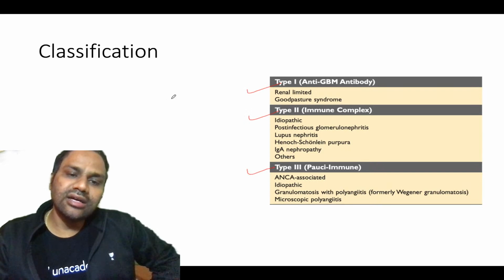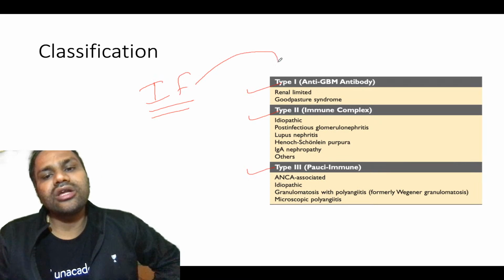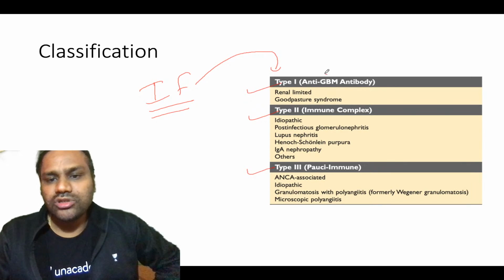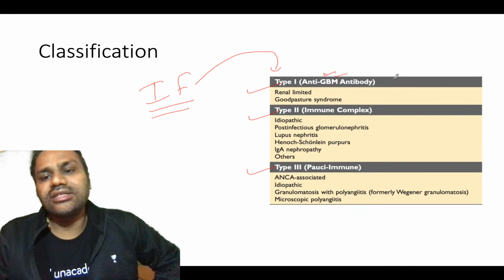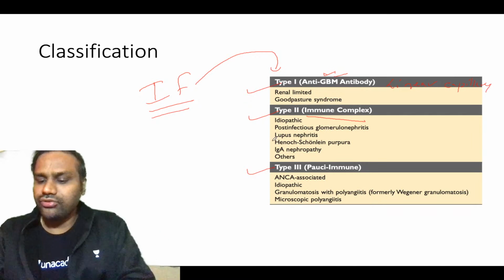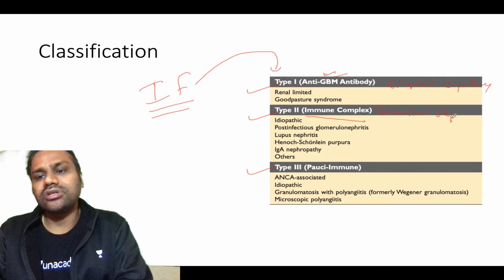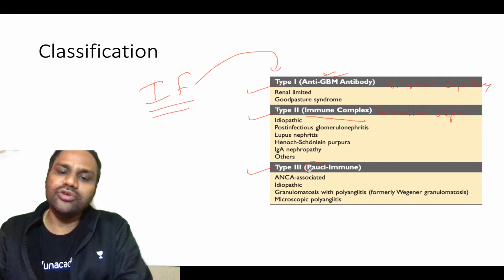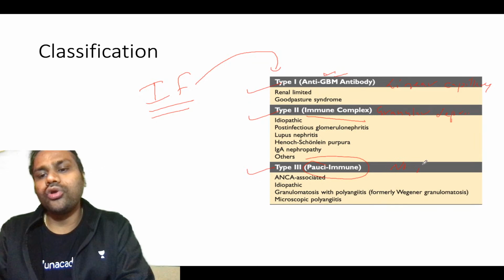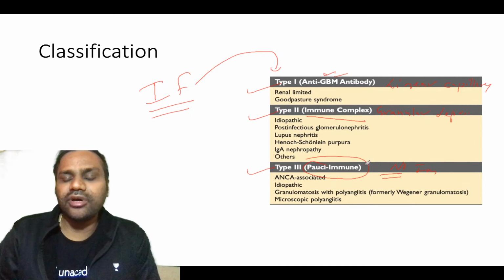The major way of classification is by immunofluorescence. So the first is deposition of anti-GBM antibody, or linear capillary deposition. The second one is immune complex, or granular deposition. And the third is pauci-immune deposition, or basically no immune deposition. There is very little, almost no immune deposition.